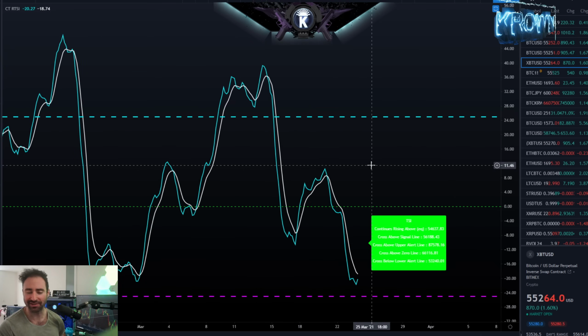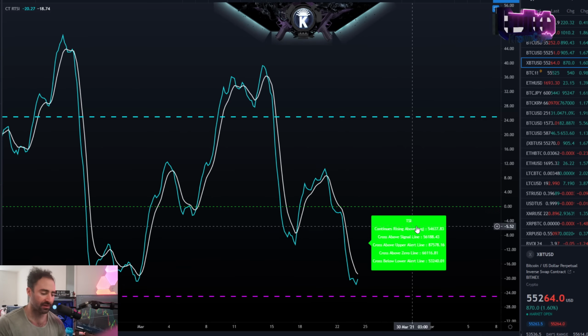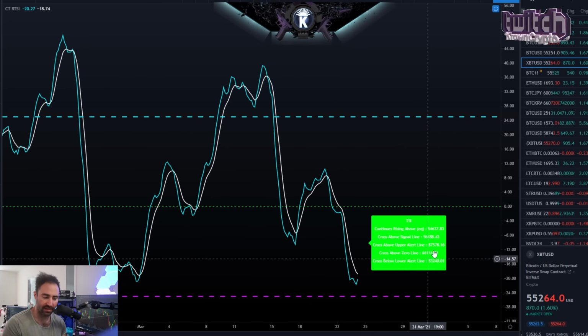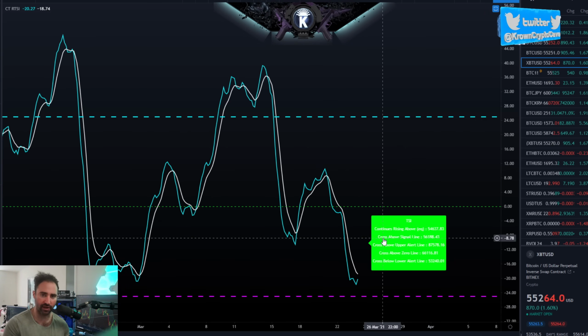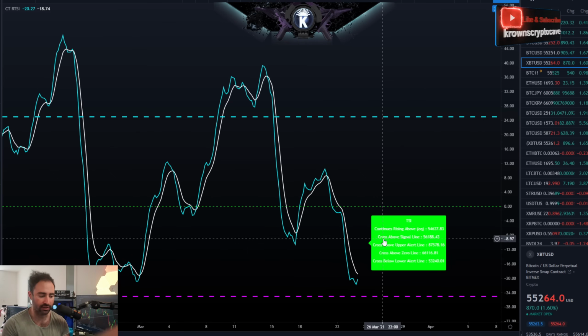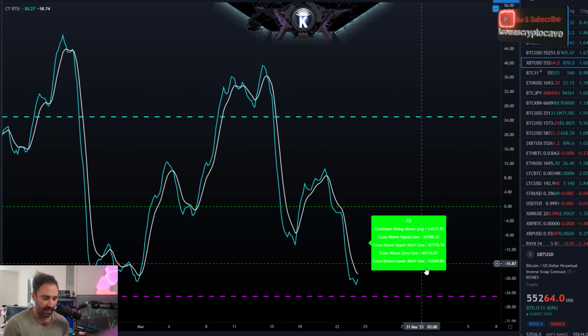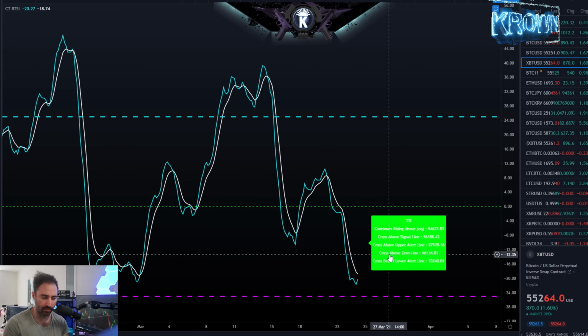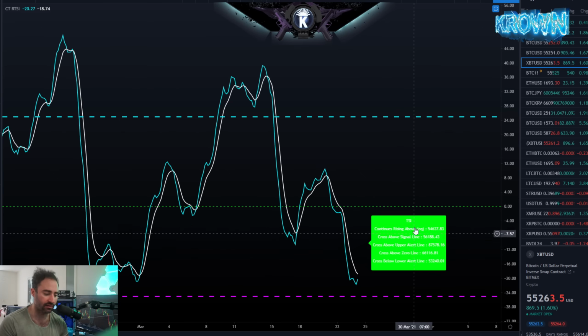Yes, here's the most important one. Of course, the whole reason for this video, the reverse function of this, represented by the info box right here. This is where the magic happens. What we want to keep a keen eye on is the cross above the signal line and, of course, the cross above or below the zero line. These are the two big ones.